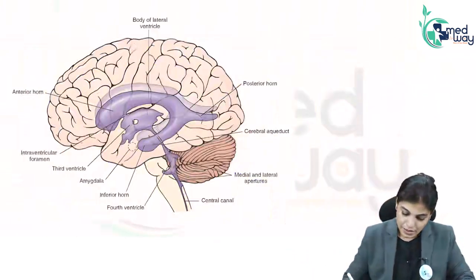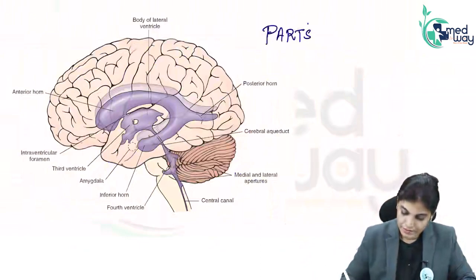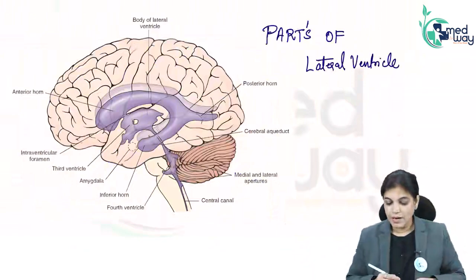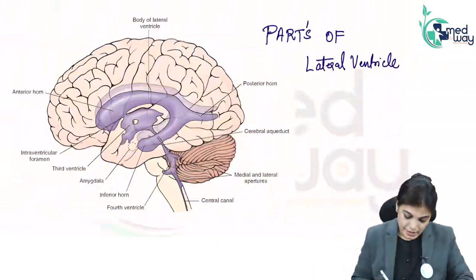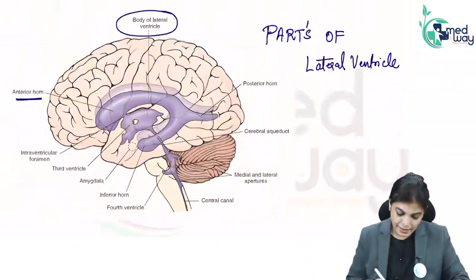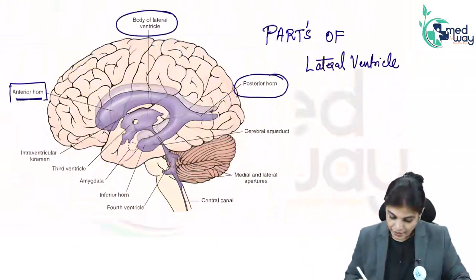Okay, so here you can write down the heading, parts of lateral ventricle. Parts of lateral ventricle. So here you can see this is the anterior horn which we are seeing. This is the body of lateral ventricle, the central part, which is also called as the central part. Then we have got the posterior horn and then we have got the inferior horn of the lateral ventricle.